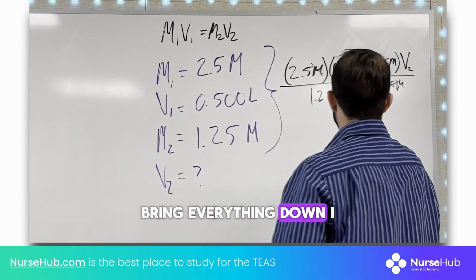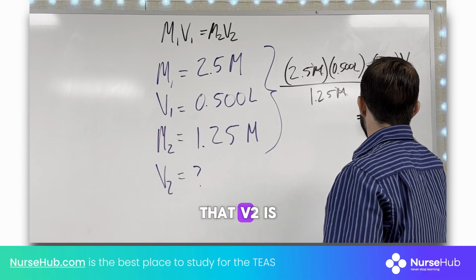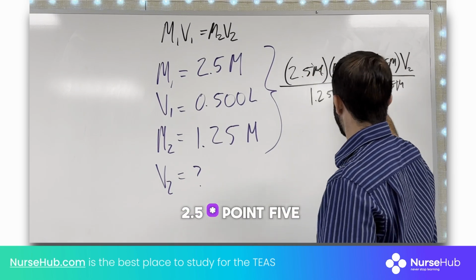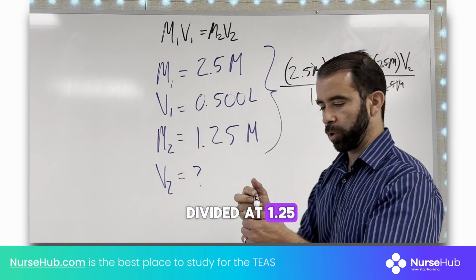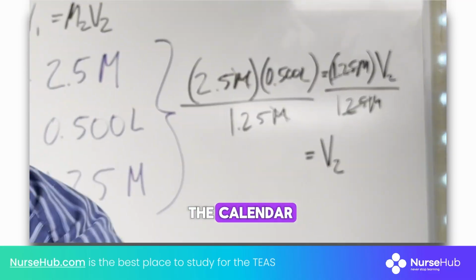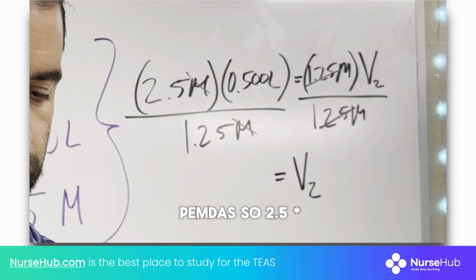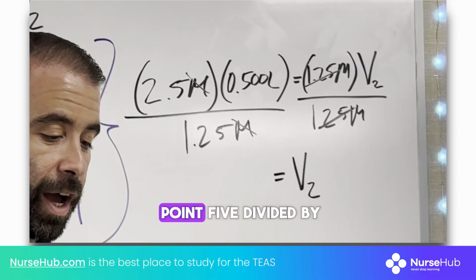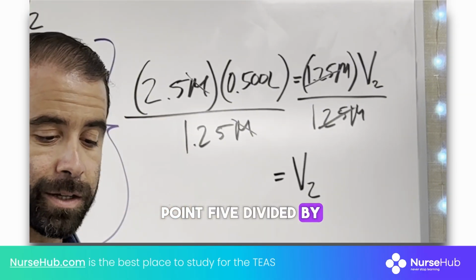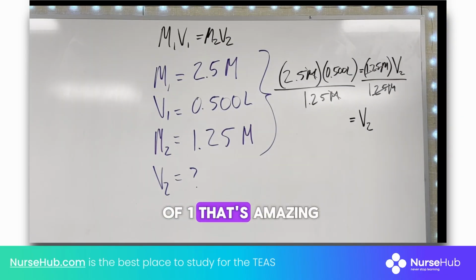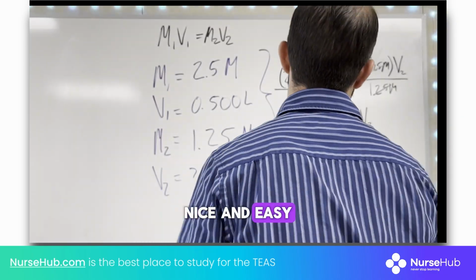Bring everything down. I can now rewrite this that V2 is going to be equal to 2.5 times 0.5 divided by 1.25, which we can just do all that in the calculator. A little bit of PEMDAS. So 2.5 times 0.5 divided by 1.25. And voila, we get the answer of 1. That's amazing. Nice and easy.